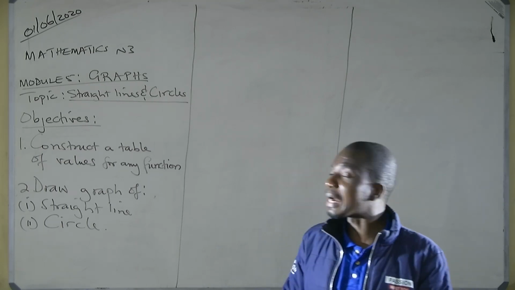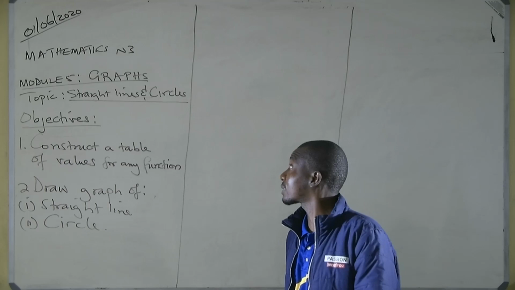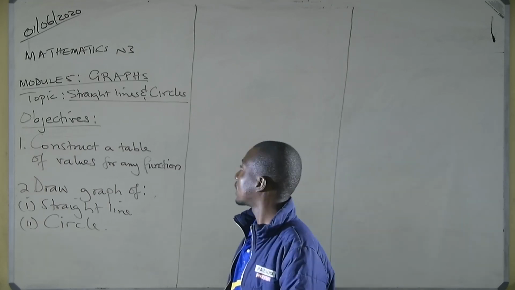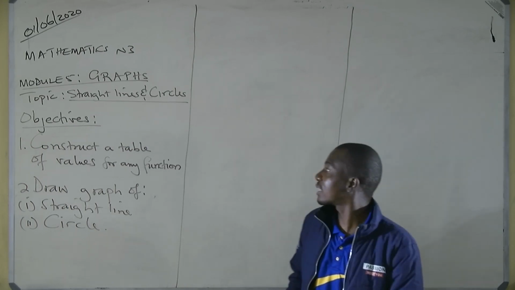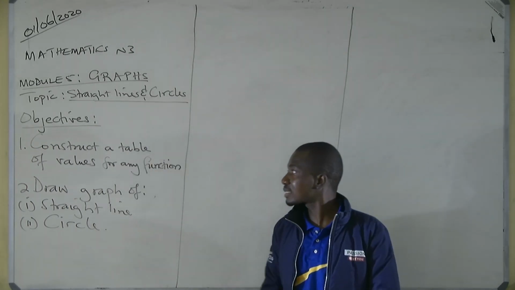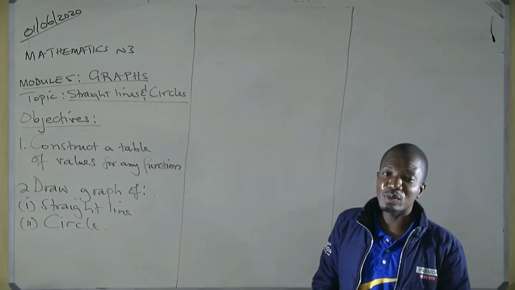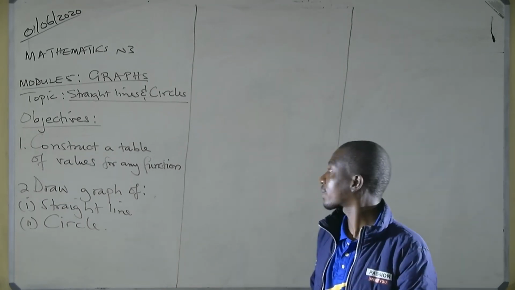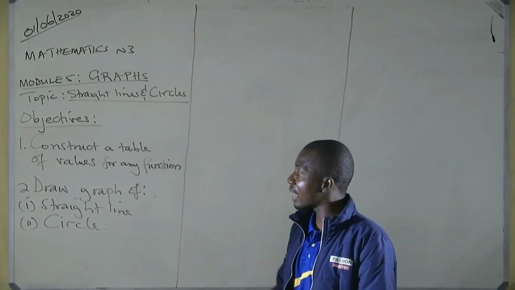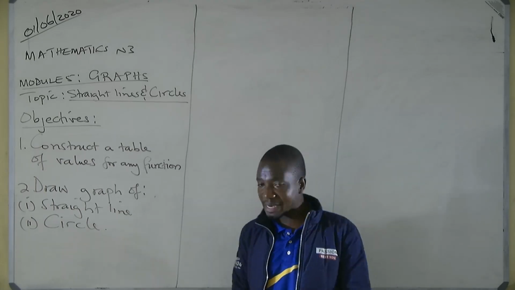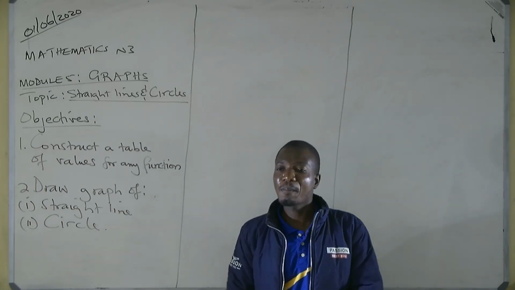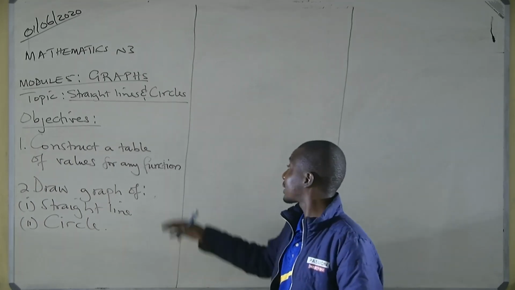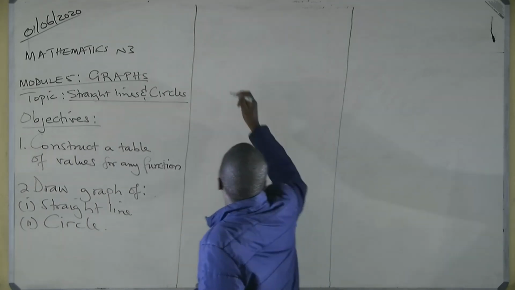In particular, we are going to look at straight line graphs and circles. The objectives that I want us to meet by the end of the lesson are, number one, to be able to construct a table of values for any given function. Number two, we should be able to draw a straight line graph as well as a circle. Now let's start by looking at a straight line.